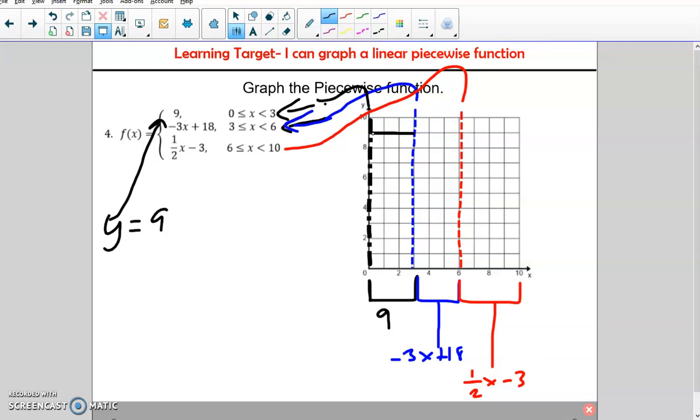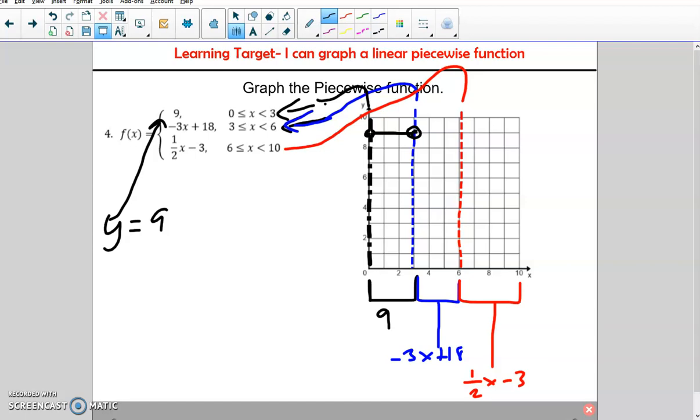Then the next part of the graph is negative 3x plus 18. Exactly at 3, I don't know if this function is going to jump or not yet. So I'm going to put an open circle on that because it's at x equals 3. I'm not sure what this function is going to evaluate to with that negative 3x plus 18 yet. But I do know for sure that at x equals 0, the y equals 9, or f of x equals 9, applies. So I'm going to put a solid circle there to represent that.